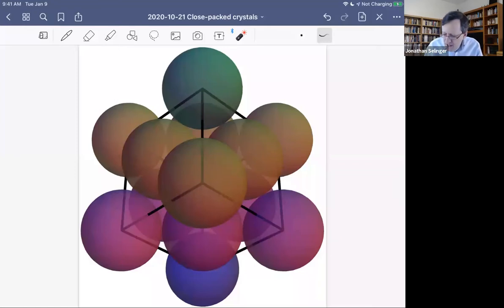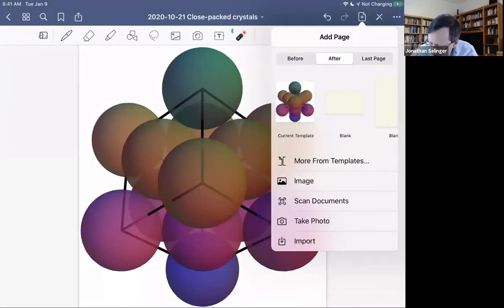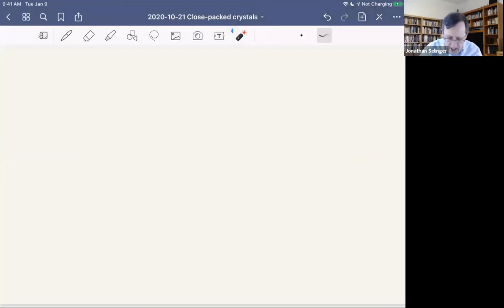Okay, so this is some geometry. Let me tell you a statistical mechanics side of this. Okay. So let's see, let me add a page. Okay, so suppose we have, whoops, wrong pen. Suppose we have a system of hard spheres.